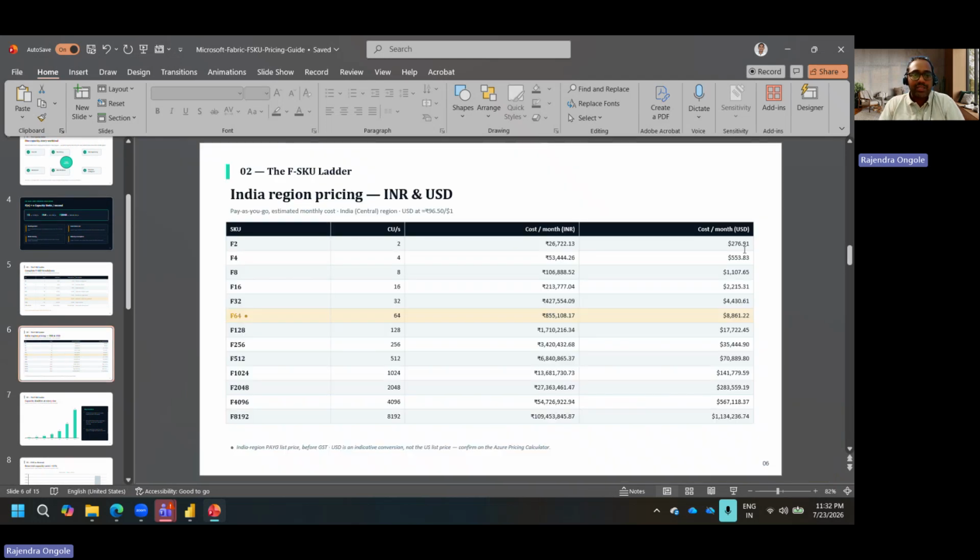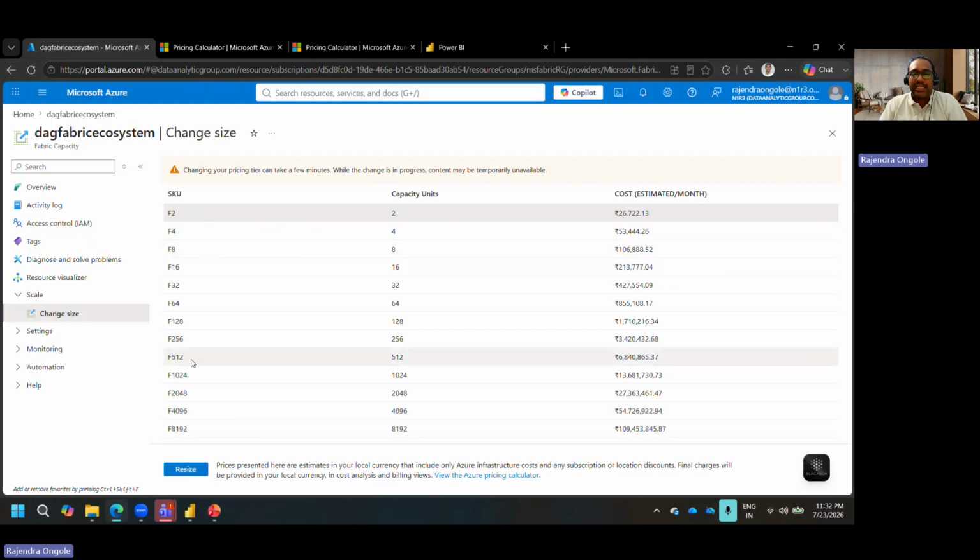Important: $276.91 per month. This is the per-month charge. Likewise, other SKUs 8, 16, 32, 64, 128. It's a double only. You can see that: F2 to F4, F4 to F8, 8 plus 8, 16, 16 plus 16, 32, and so on. F8192 is the largest capacity unit. You can see the charges accordingly.